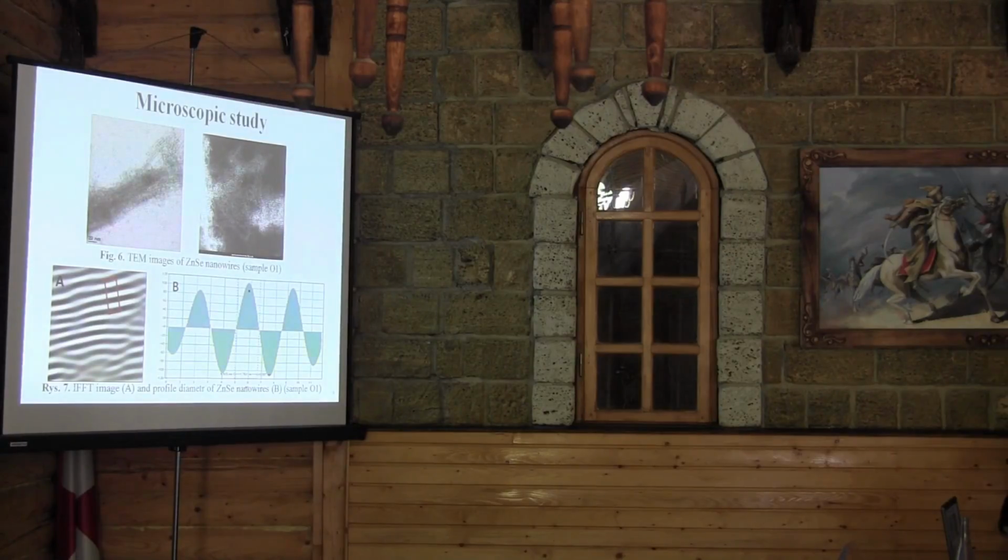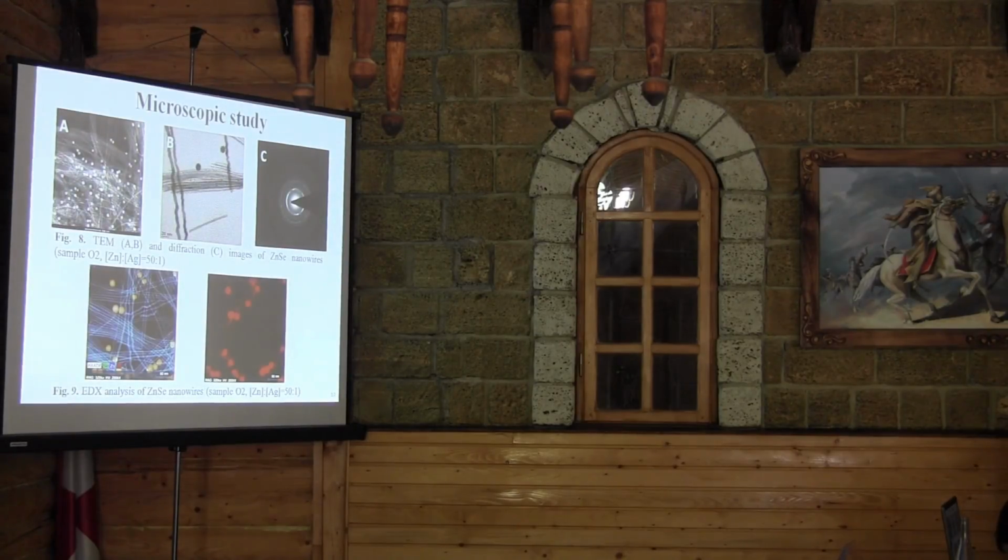For example, figures 6 and 7 present the TEM images of zinc selenide nanowires without silver. As we can see, the length of these nanocrystals is about 8 to 10 nanometers, and the diameter is about 2 or 3 nanometers. Next, when we have zinc selenide doped with silver nanoparticles, at a molar ratio of zinc to silver of 50 to 1, we have 2 phases of nanocrystals.